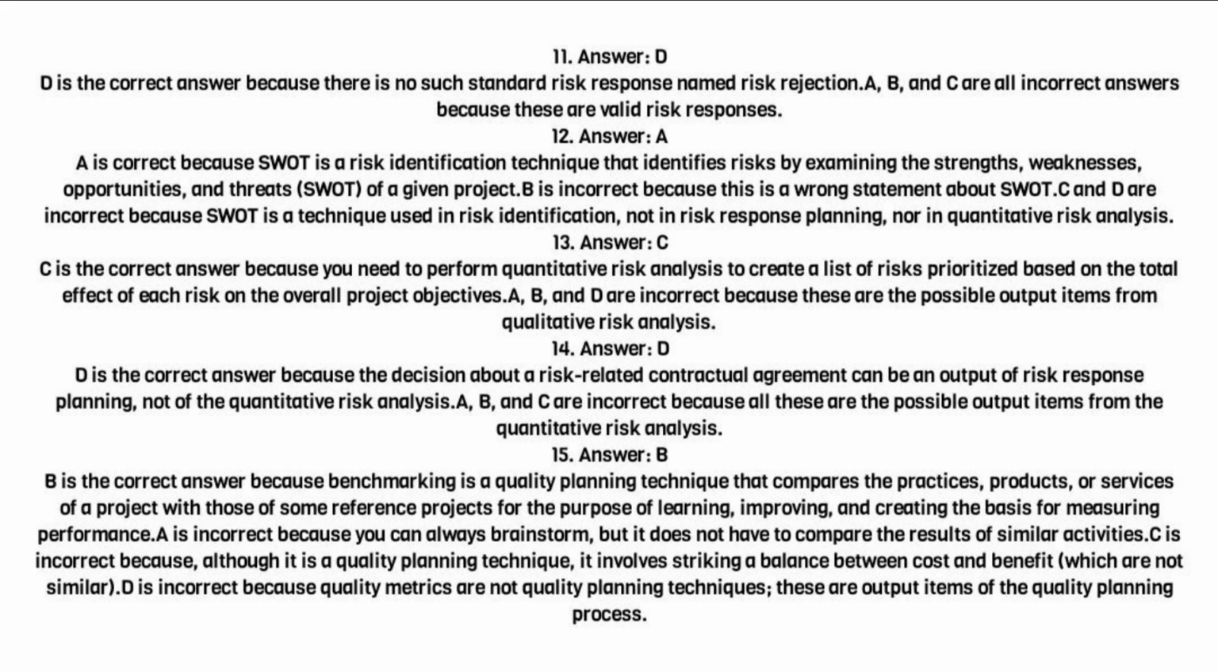14. Answer D. D is the correct answer because the decision about a risk-related contractual agreement can be an output of risk response planning, not of the quantitative risk analysis. A, B, and C are incorrect because all these are the possible output items from the quantitative risk analysis.